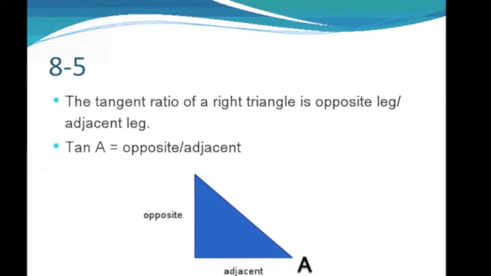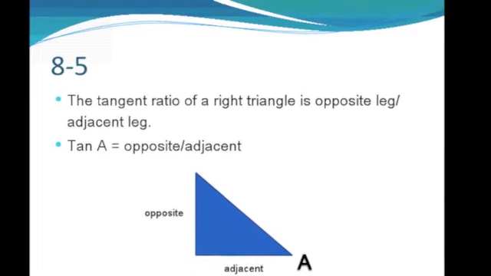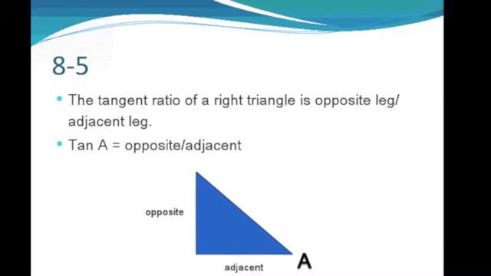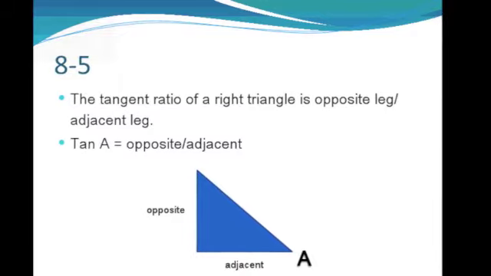The following ratio of the lengths of the legs is called the tangent ratio. Tangent of angle A equals the leg opposite angle A over the leg adjacent to angle A. In abbreviated form, tangent of angle A equals opposite over adjacent.